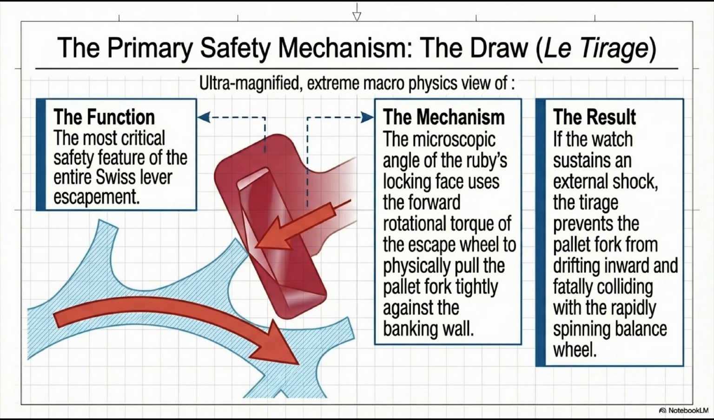And the result is clear: if the watch sustains an external shock, the inertial force on the fork tries to rotate it away from the banking pin. But the draw force counters this. As long as the draw force exceeds the inertial force, the fork stays where it belongs. The draw is why you can wear a mechanical watch while moving, exercising, or accidentally knocking your hand against a surface. Without it, every jolt would be a potential stoppage.